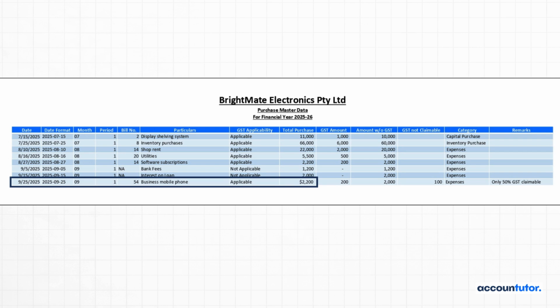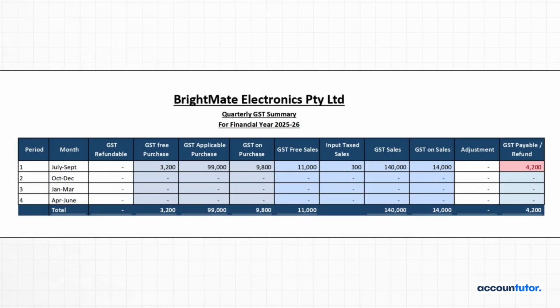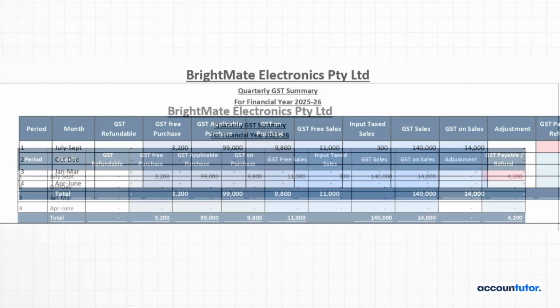The business purchased a mobile phone for $2,200, including GST. The GST component is $200. However, only 50% of that phone is used for business purposes. That means Brightmate can claim only 50% of the GST, which is $100, and the private portion is simply ignored for GST credit purposes. Now let's summarize the GST position clearly.